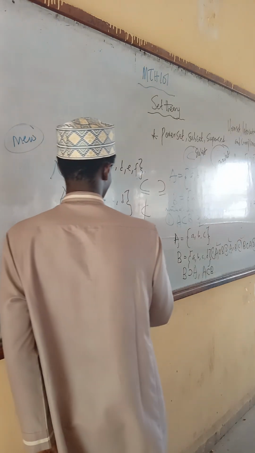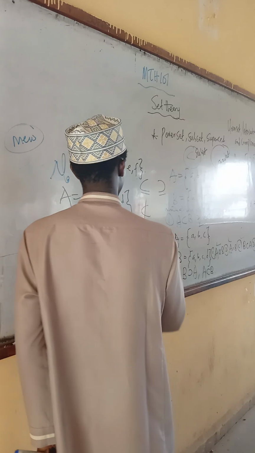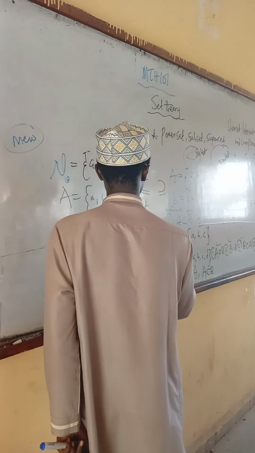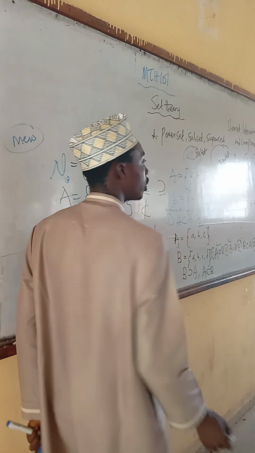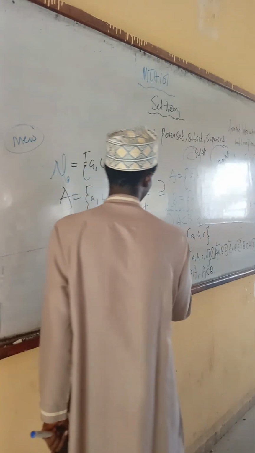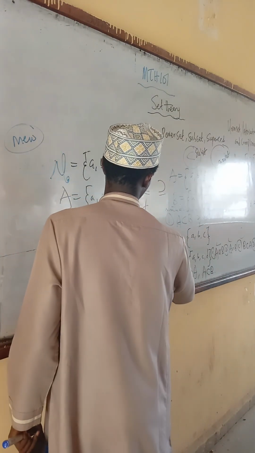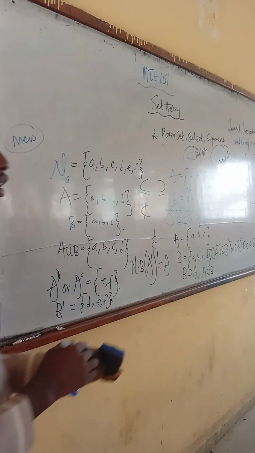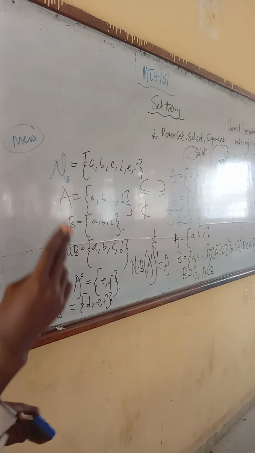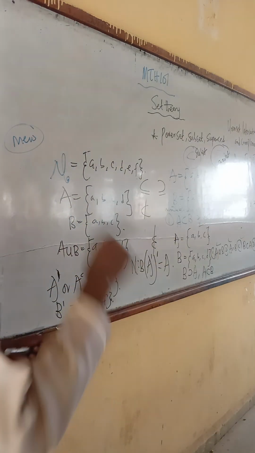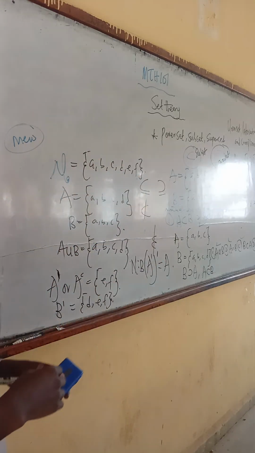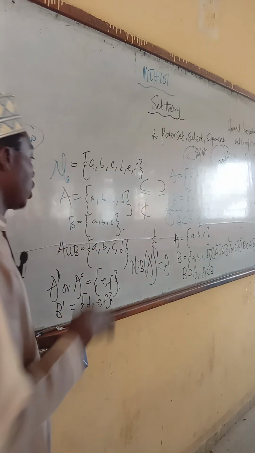So note, this is very important. A complement: any set, if you find the complement twice, it always returns you back to the set itself. You find the complement of a particular set twice, it will return you back to the set itself. Are you following?